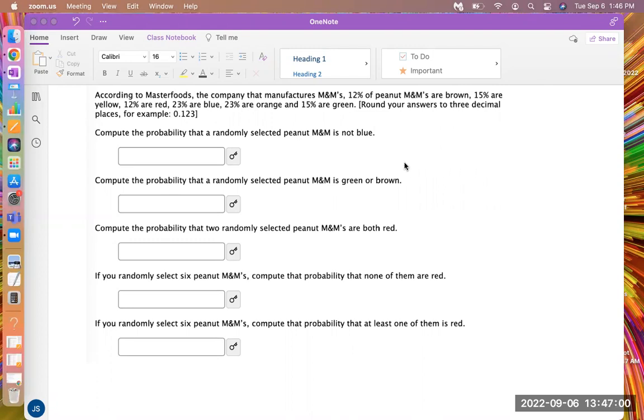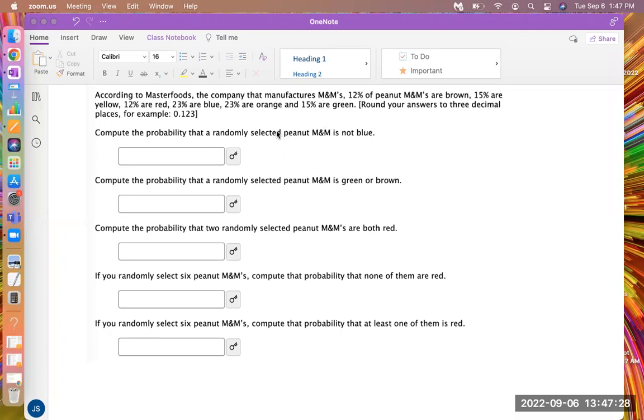According to Master Foods, the company that manufactures M&Ms, 12% of M&Ms are brown, 15% are yellow, 12% are red, 23% are blue, 23% are orange, and 15% are green. And they warn us here to round your answers to 3 decimal places. They say compute the probability that a randomly selected peanut M&M is not blue.